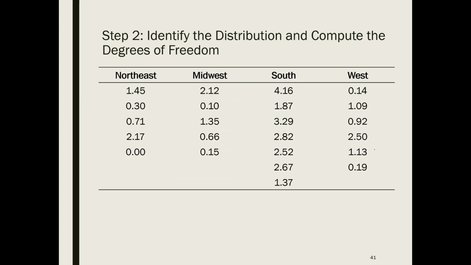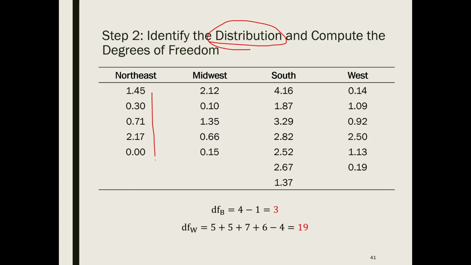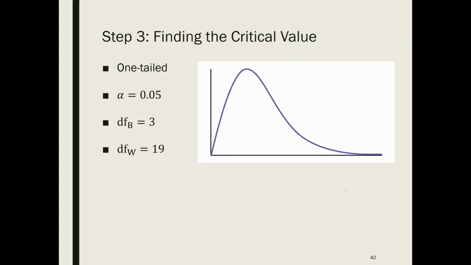The distribution, again, we use the F test or F distribution. The degree of freedom, remember, we have the DFB and DFW. So the DFB is the number of groups, 1, 2, 3, 4, 4 minus 1, 3. The within group degree of freedom will be the total sample size, 5 plus 5 plus 7 plus 6, minus the group number 1, 2, 3, 4, so that's 19. So 3 and 19, that's our answer for the degree of freedom.